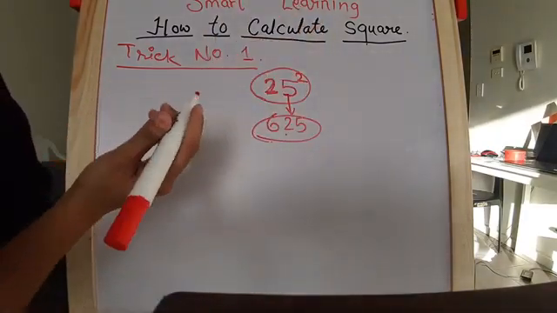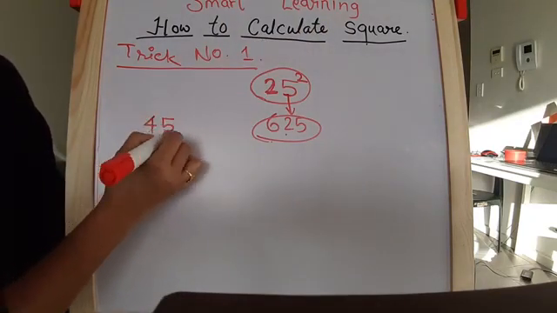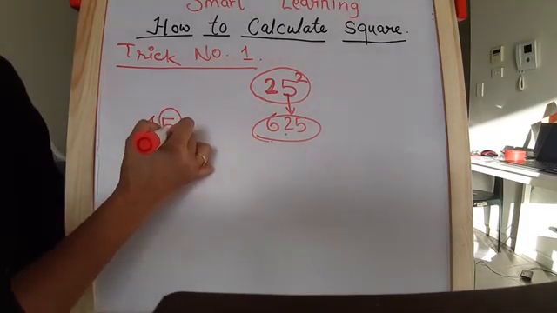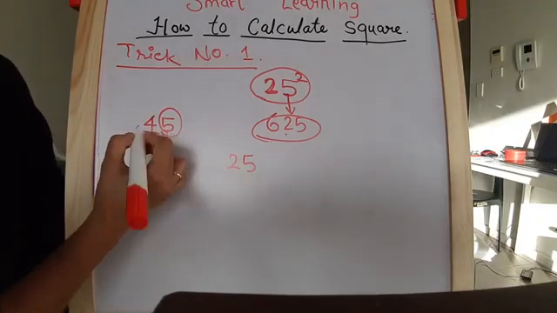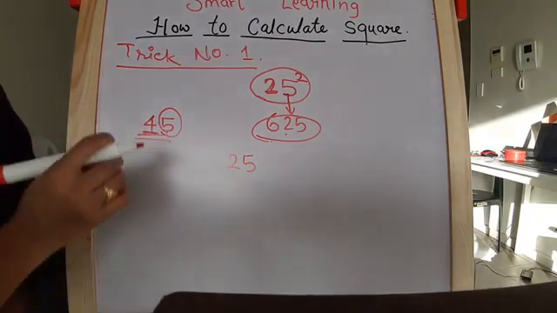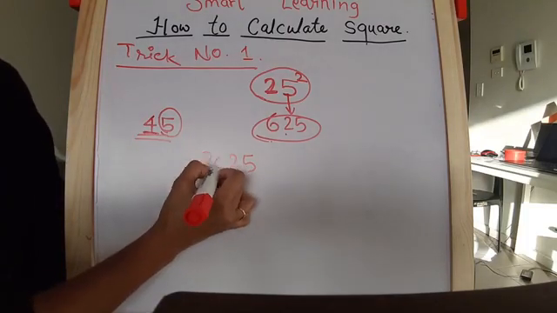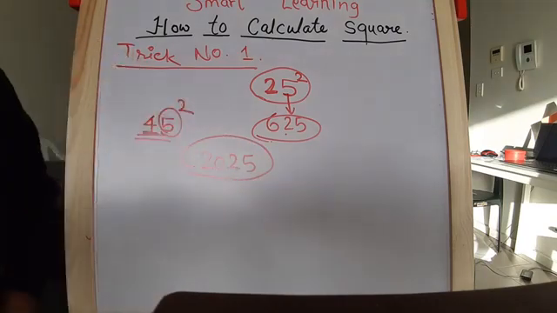Now let's see one more example, like 45. How to calculate the square of 45? We will simply write the 25 in place of 5. And what is the next number after 4? 5. So we will multiply 4 by 5. 4 5s are 20. So 2025 is the square of 45.